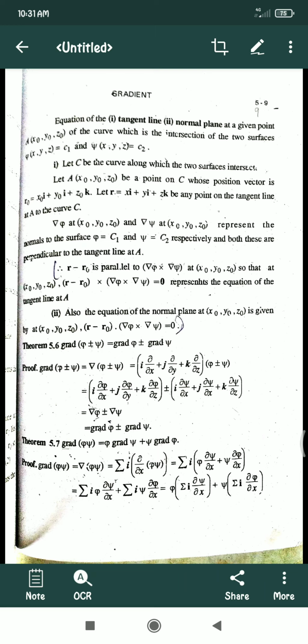So finally we conclude with the equations of the tangent line and normal plane.